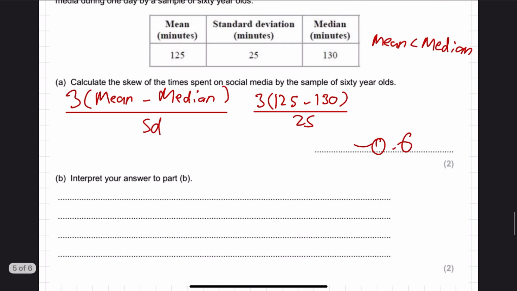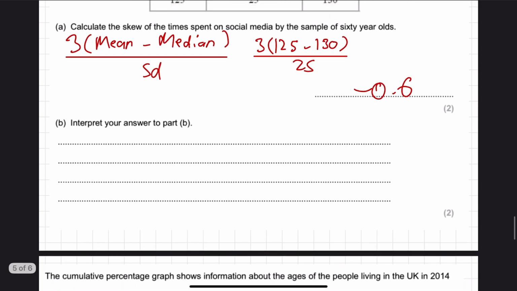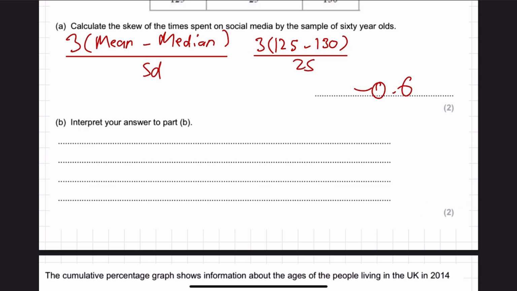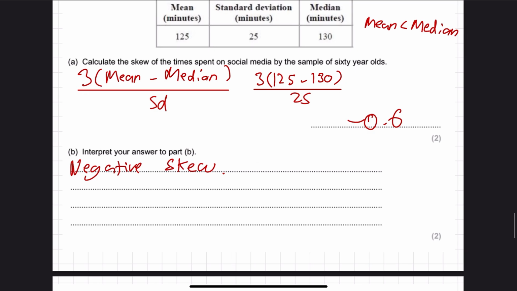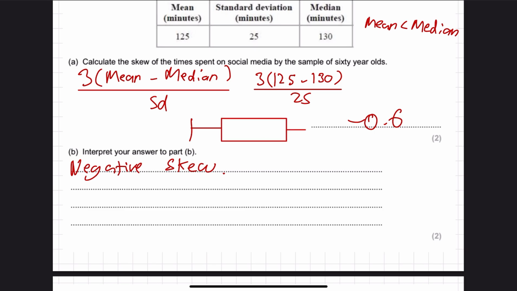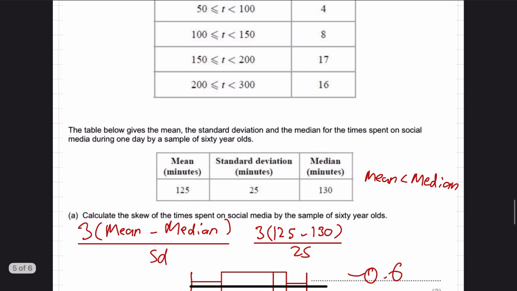Now interpret the answer to part B. Well, let's state the obvious. How many marks? 2 marks. Let's state the obvious. Negative skew. That would be a mark just for saying what the skew looks like. And then if you were to draw a box plot, what would negative skew look like? This might help for my next bit, which is going to be identical to what I said for the last question. Negative skew looks like this. Values above the median are less spread out than values below the median.